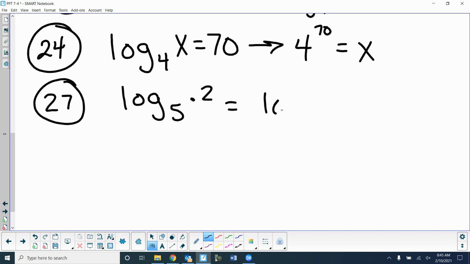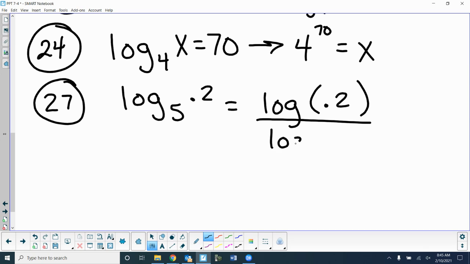So what do we hit? Log. 5. The 5, the base goes in the basement. So 0.2. Then finish the parenthesis. Close it up. Very good. Okay, and then divided by log 5. There you go. Yeah. All right. So what did you get? -1. That is correct.